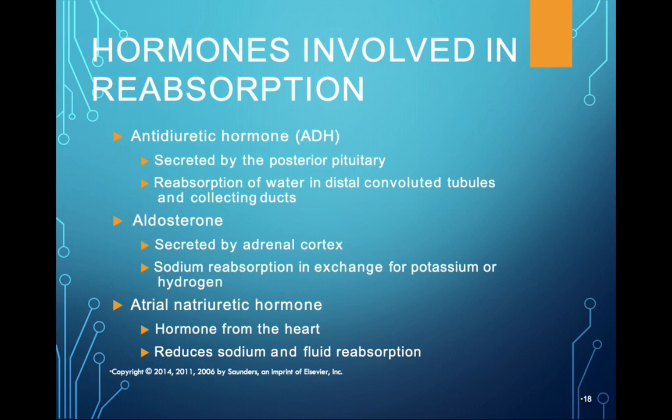ANP, atrial natriuretic peptide, is a hormone from the heart, and it reduces sodium and fluid reabsorption. So this one is just the opposite of aldosterone. Aldosterone's holding on to it. The heart's like, not going to happen. Let's get rid of it.